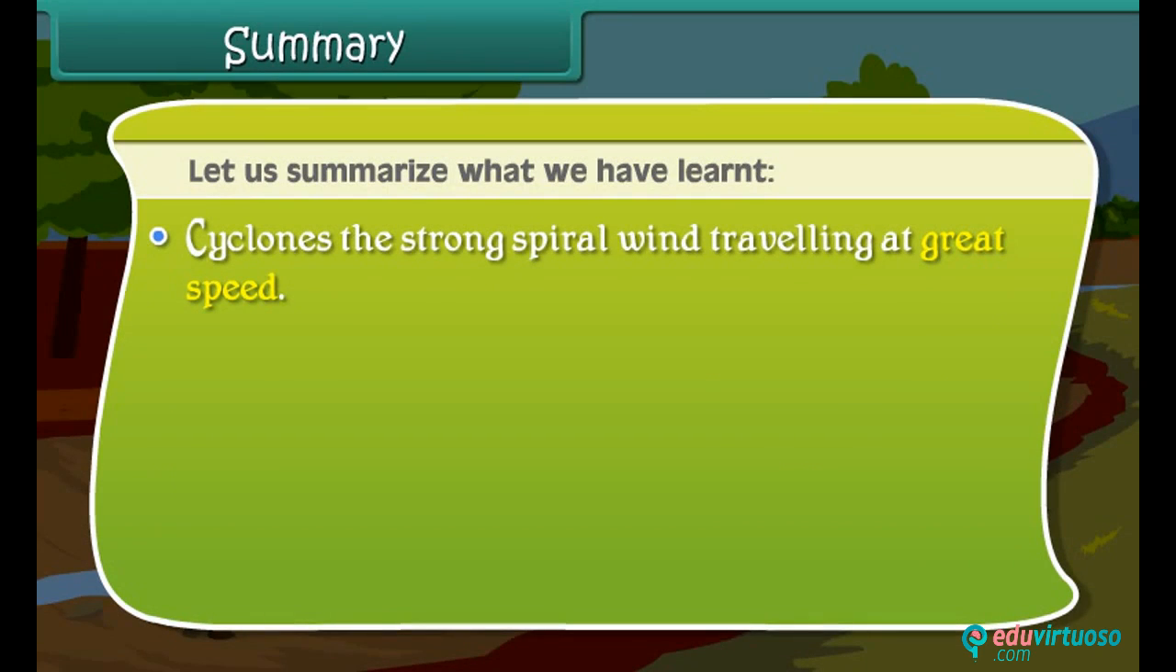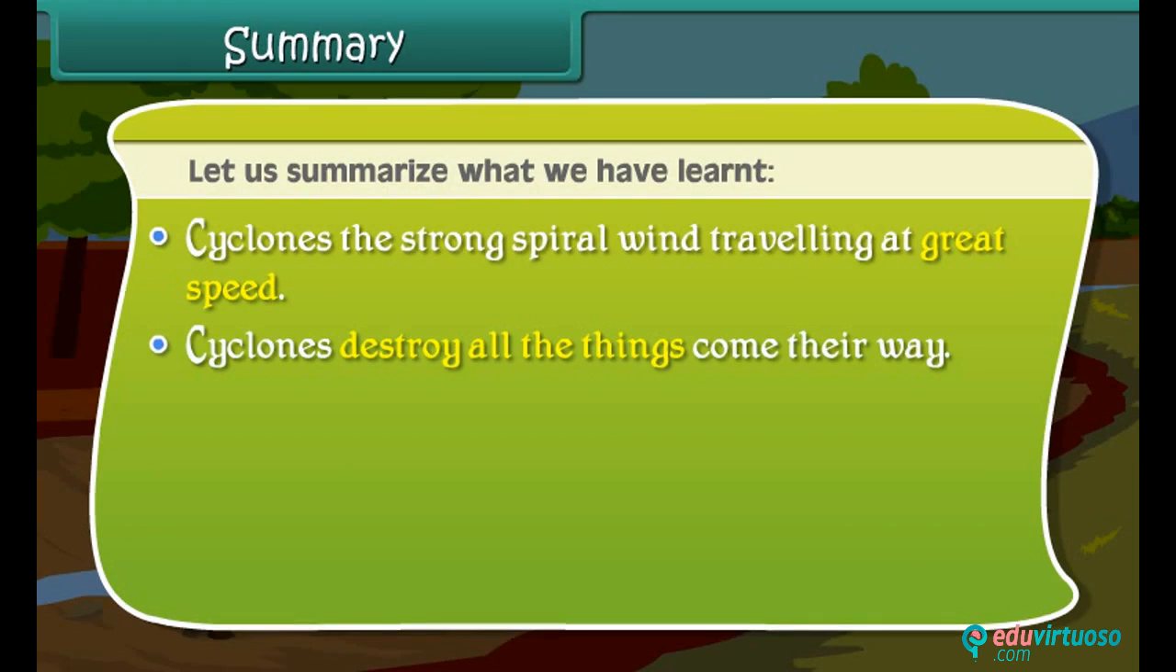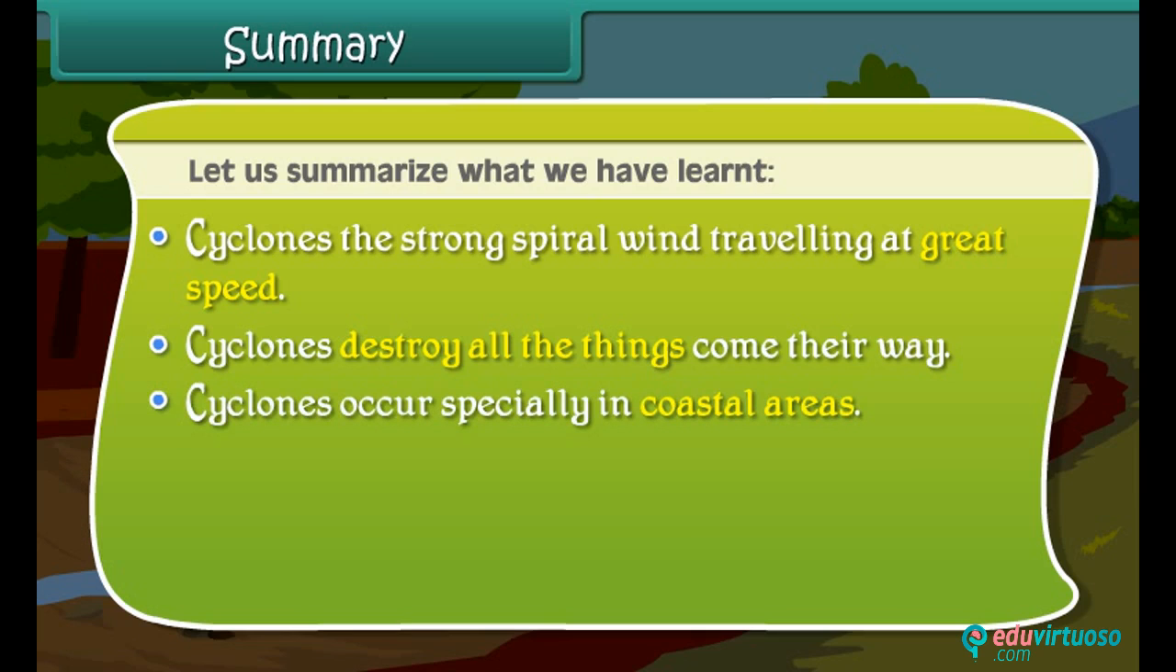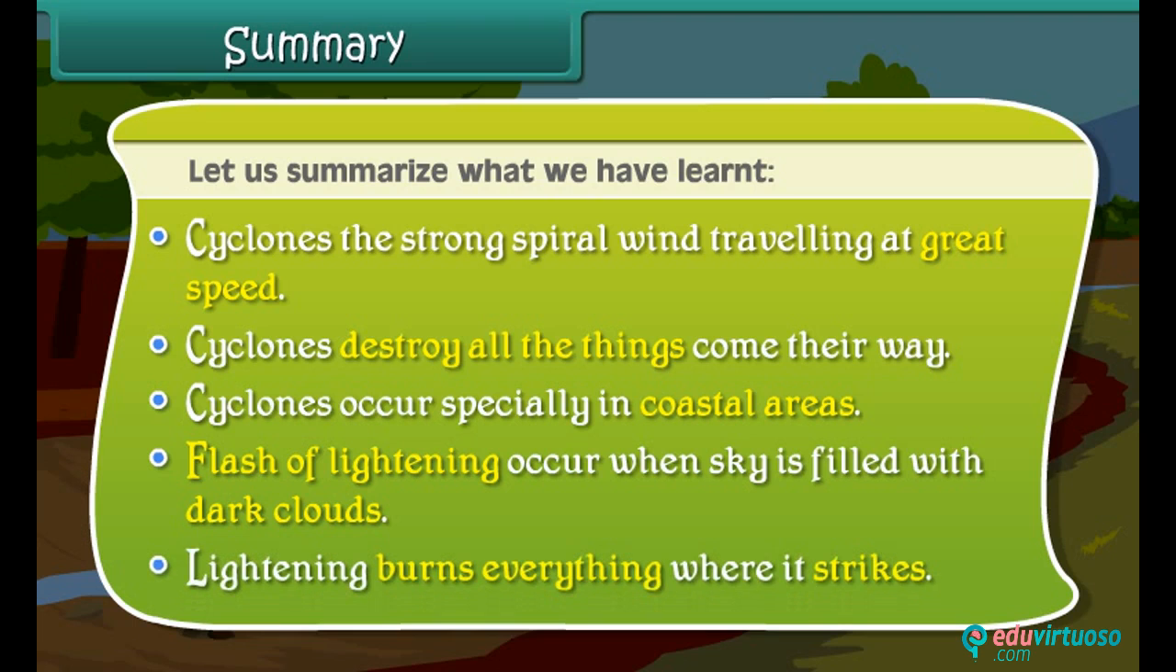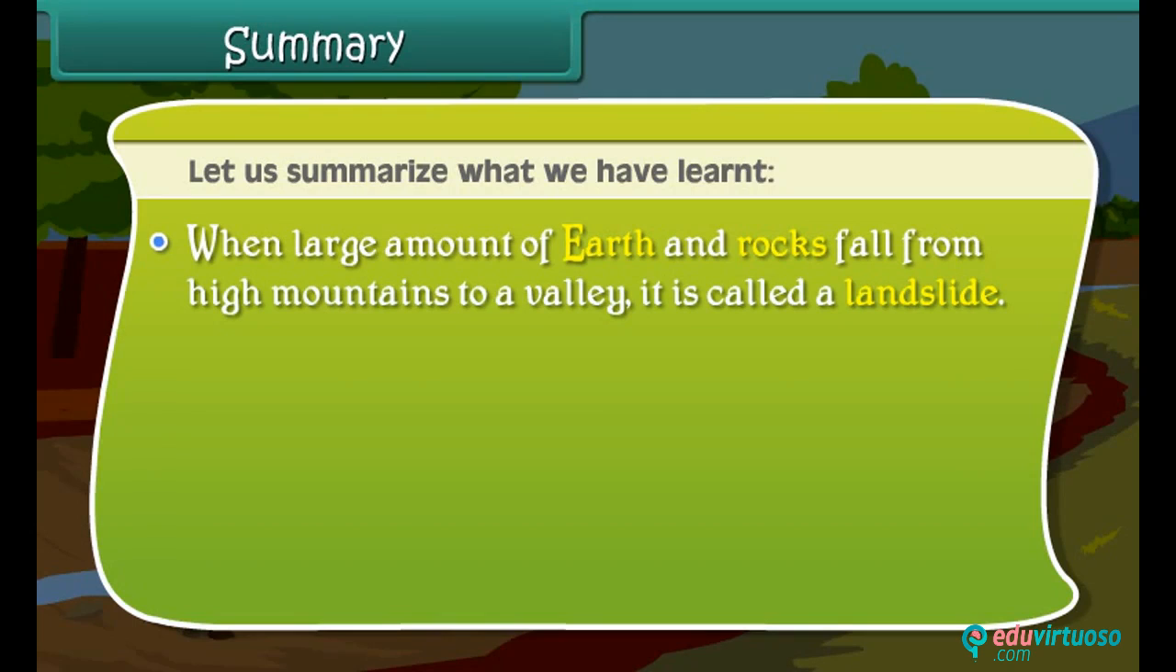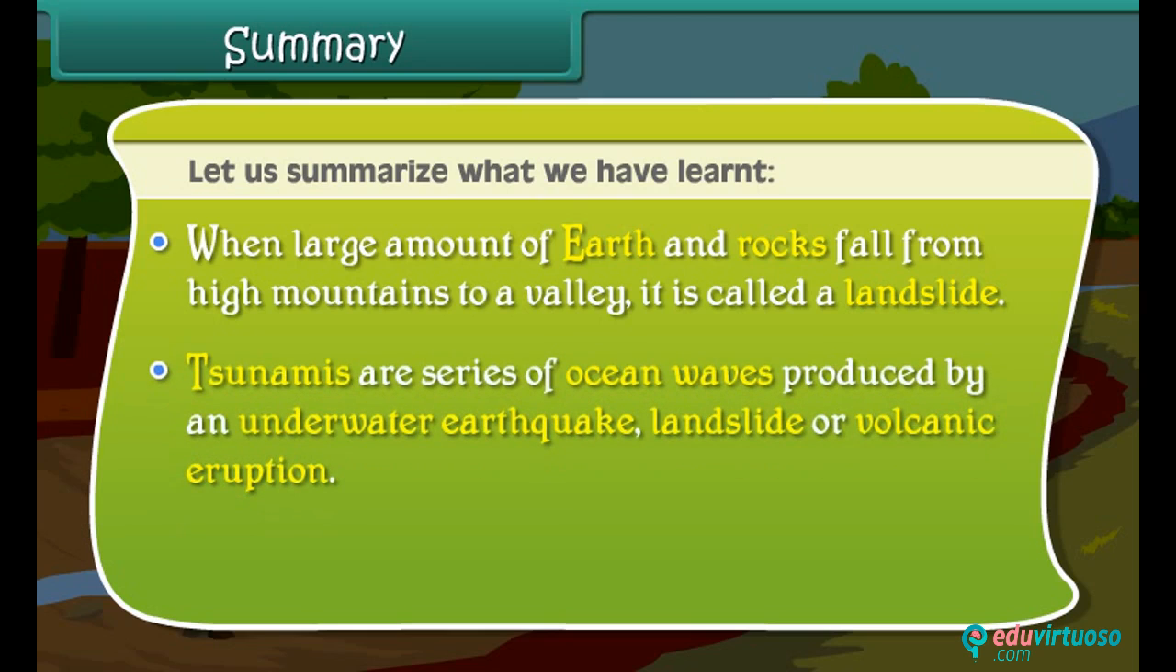Cyclones are strong spiral winds traveling at great speed. Cyclones destroy all the things that come their way. Cyclones occur especially in coastal areas. Flashes of lightning occur when the sky is filled with dark clouds. Lightning burns everything where it strikes. When a large amount of earth and rocks fall from high mountains to a valley, it is called a landslide. Tsunamis are series of ocean waves produced by an underwater earthquake, landslide, or volcanic eruption.